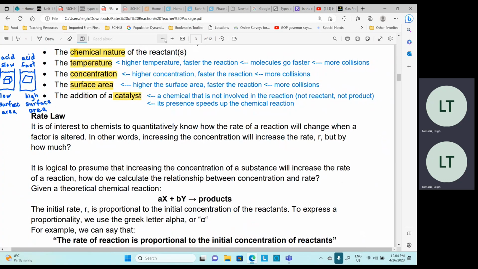And the last thing is the hardest to understand, the chemical nature of the reactants. So let's talk about this. If you have, for example, gas particles, they can mix freely. Right? So if you add two gases to a container, they collide quite a lot.